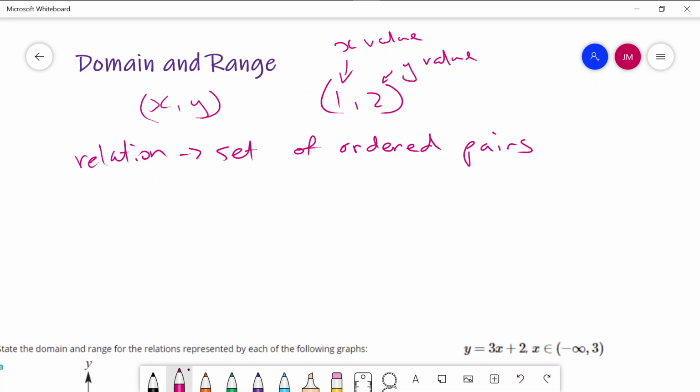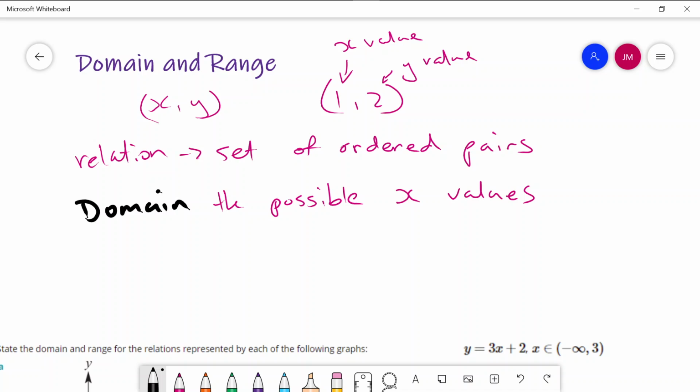Now, when we're looking at the domain and range, the domain is talking about all the possible x values for a relation. So for that first one, if it was 1, 2, 3, then the domain would be the discrete points x equals 1, x equals 2, x equals 3. Or we can often give a domain as an interval, so you say all the values between 1 and 3. A range is all the possible y values.